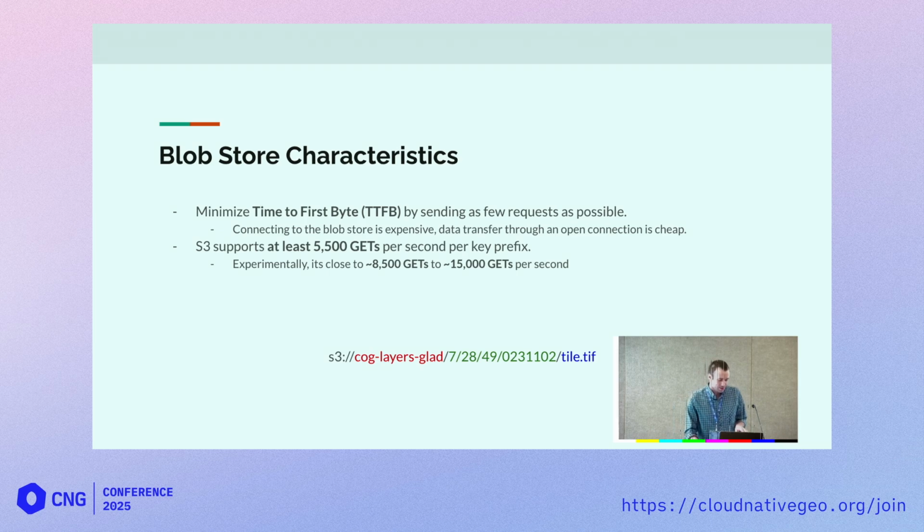The other thing to understand is that S3, which is what we're using as an example here, supports at least 5,500 GET requests per second per key prefix. Experimentally, it's not 5,500. It's closer to 8,500 to 15,000, is what I've seen from benchmarks. If you're not familiar with what a key prefix is, it's just that green part of the key. The red part is the bucket name, the green part is the key prefix, and the blue part is the object name. So basically everything under this one directory shares a rate limit of 5,500 GETs.